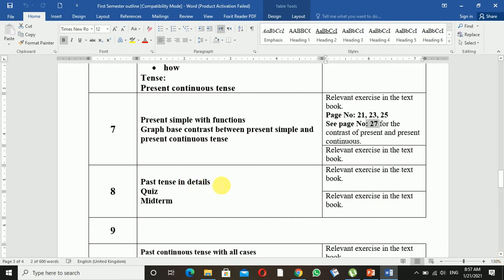We also talked about the past tense in detail. We also studied the simple past tense. The exercises are on the relevant pages. You can go and do the exercises.